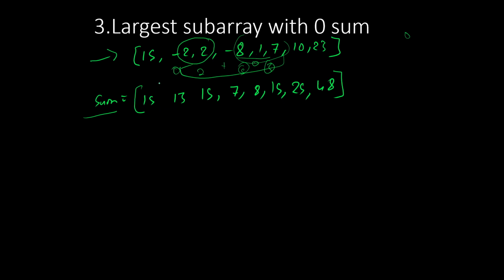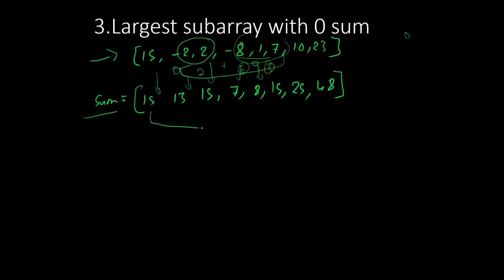For now, just for explanation's sake, the sum is 15 at this index. Now the sum is 13 at this index. Similarly, at the respective index positions, the sum is updated. 15 minus 2 is 13, then 13 plus 2 is 15, then 15 plus minus 8 is 7. In that order I have written the elements. Now I want you to observe one thing here.